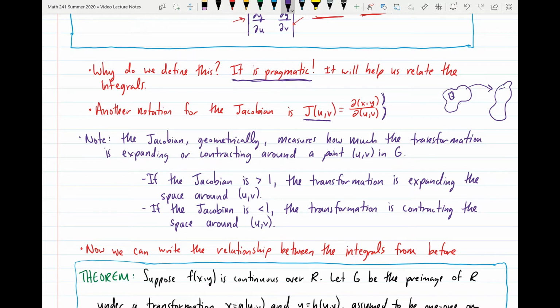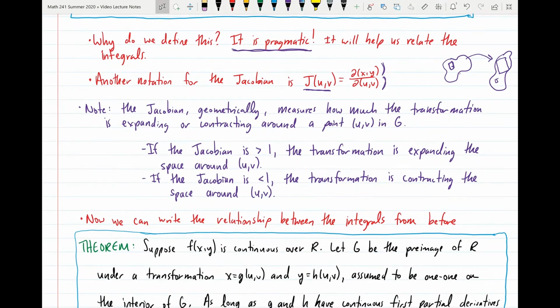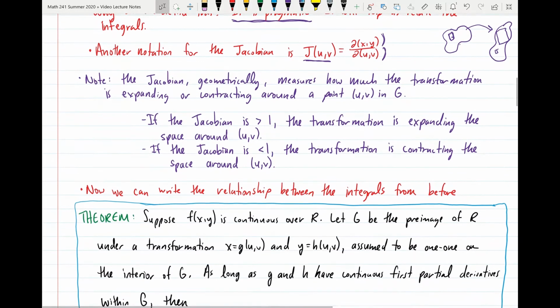And sometimes the transformation is going to expand that box, make it bigger. Sometimes the transformation is going to contract the box and make it smaller. The Jacobian geometrically is telling us at different points how much the transformation is expanding or contracting the space around my point UV. And understanding this geometric interpretation of the Jacobian really isn't important for the calculation. It's just in case you're interested.